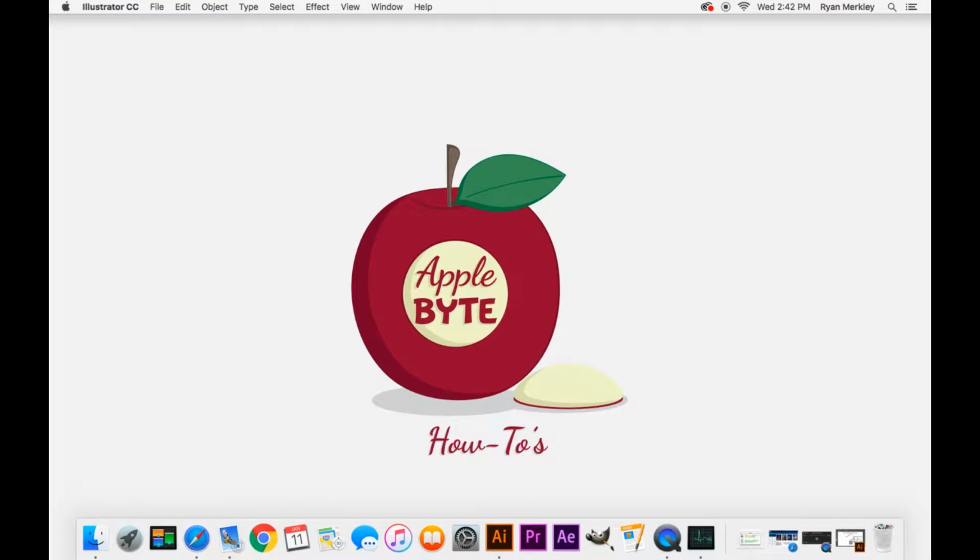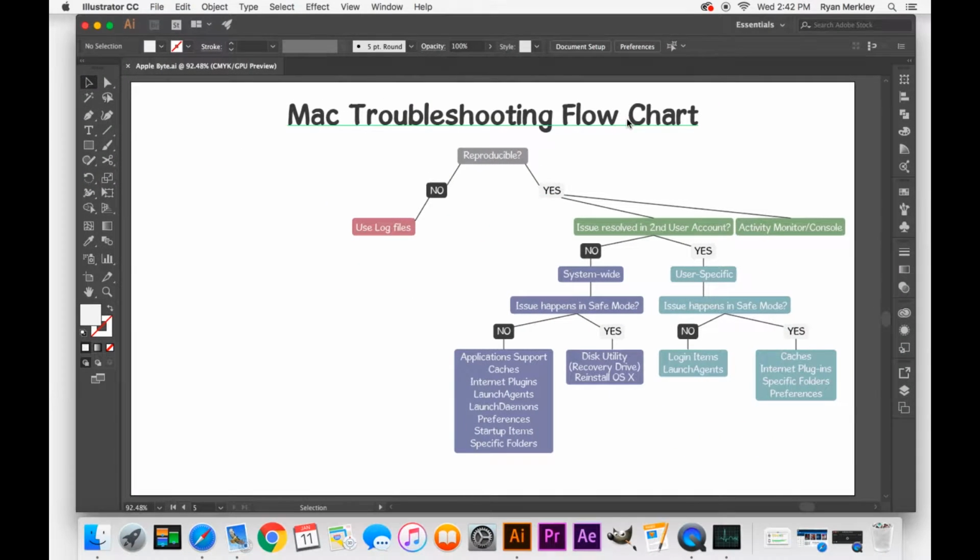Hello, today I'll be continuing the troubleshooting series that I'm doing for Mac, following this flowchart here. And today I'll be talking about the Activity Monitor, how to utilize the Activity Monitor in troubleshooting.